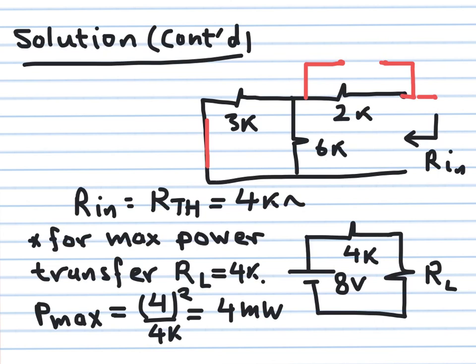I would like you to go and repeat, consider this circuit again, but select other values for RL other than 4K. Select it as 8K or 10K, and each time calculate the power delivered to this load here. You will see that your power will always be less than this number, 4 milliwatts. So 4 milliwatts is the maximum power that can be delivered from your source.